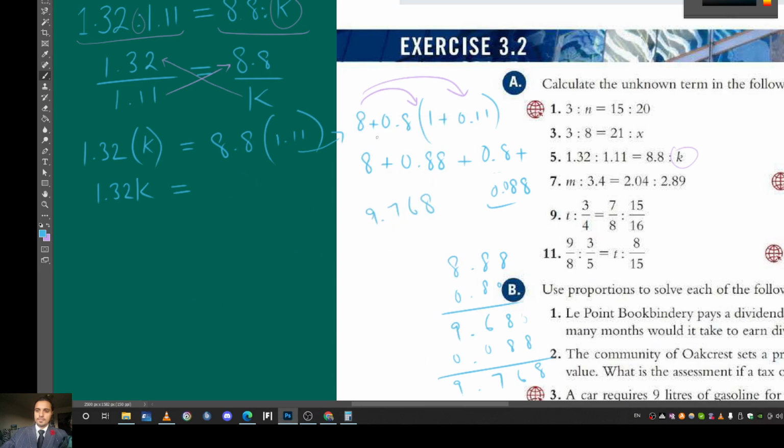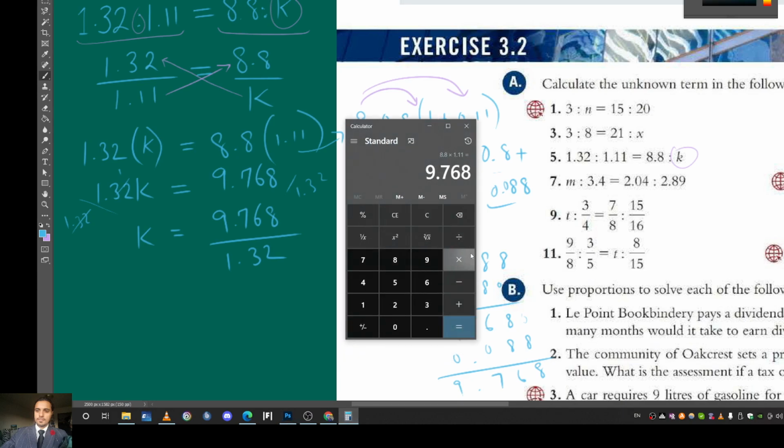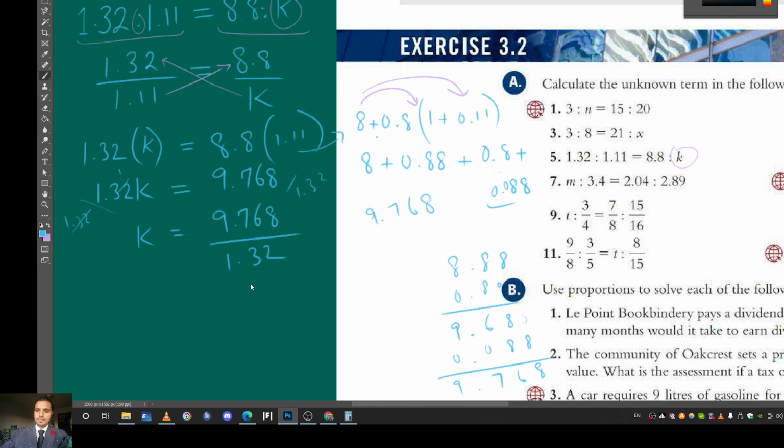It's 9.768, right? And now we just divide, k equals 9.768 over 1.32. Why did that happen? Well, I divided this side by 1.32 and I divided this side by 1.32. The 1.32 and 1.32 on this side got cancelled and we're left with 1k, which is the same as k, and this side has got 9.768 divided by 1.32, and we get 7.4.